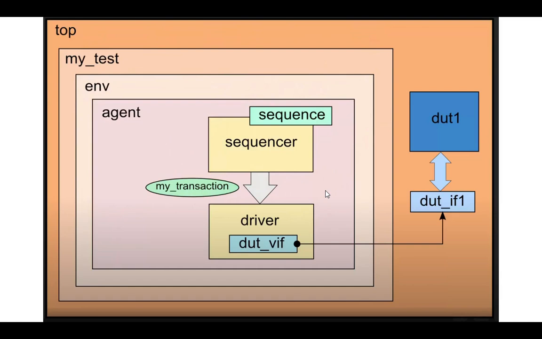All right, so this one was kind of a more complete picture. So you can just see, I've got my top. There's going to be my test, which is the particular test I'm doing, which has an environment. The environment has an agent. The agent gets a sequence, puts it into the sequencer, which sends a transaction to the driver. The driver has a virtual interface, which connects to the actual interface, which is plugged into the device under test.